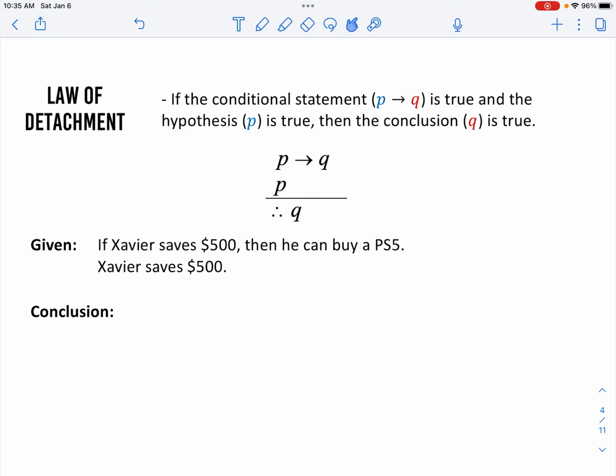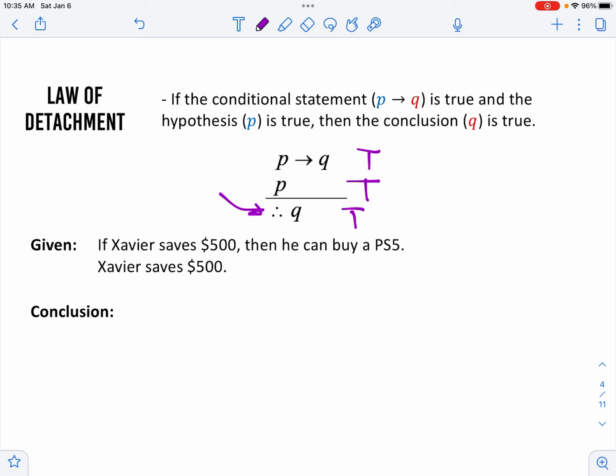Okay, the law of detachment. This says if our conditional statement, so remember a conditional statement is if P then Q, if that is true, so in other words, if this is true, and also the hypothesis part is also true, so you'll see we have another line, if that's also true, then we know that the conclusion will also then have to be true. So then the conclusion Q is true. You see these three dots in a triangle like that? That means the word therefore. It's a shortcut in geometry for therefore. Therefore Q then would be true.